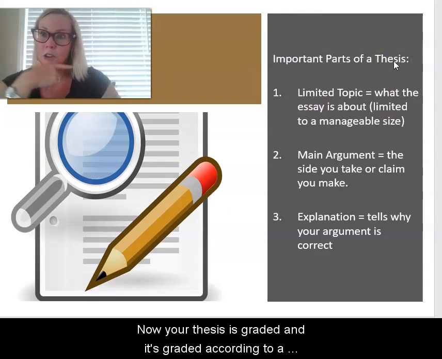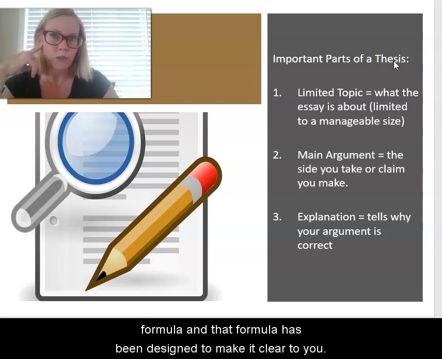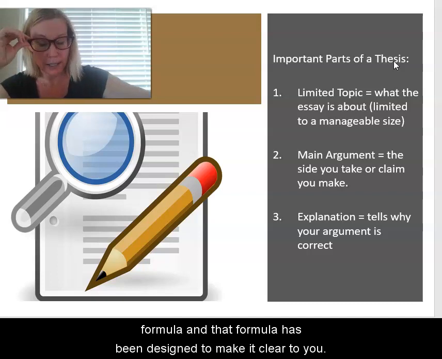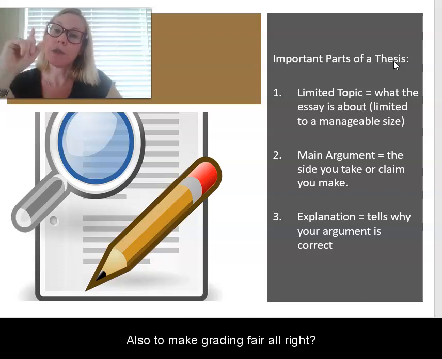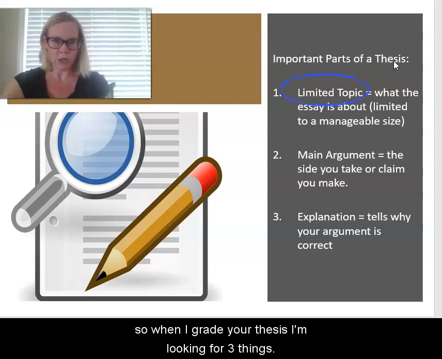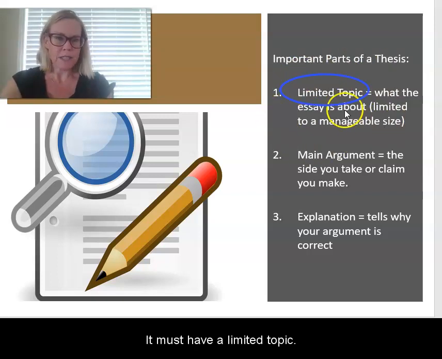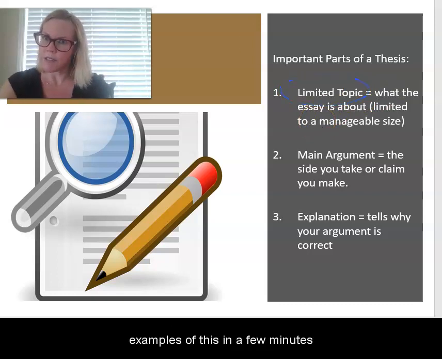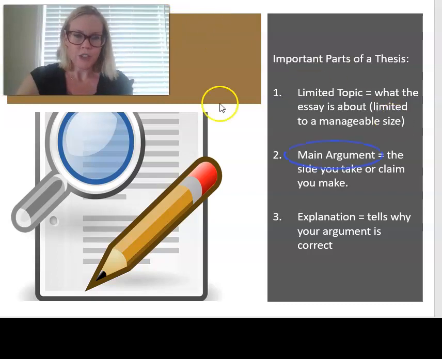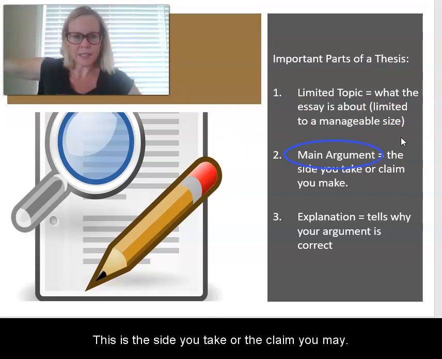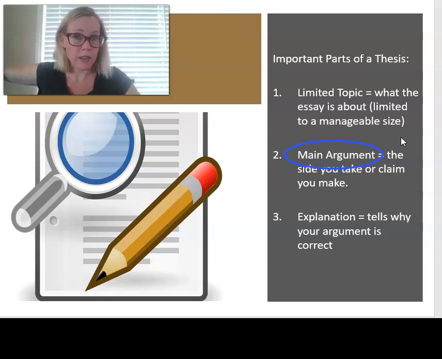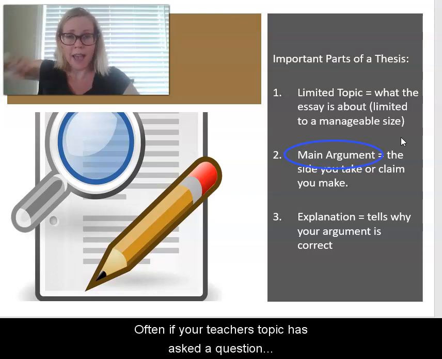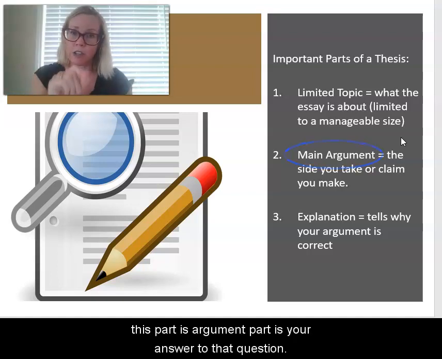Okay. Now your thesis is graded and it's graded according to a formula, and that formula has been designed to make it clear to you, but also to make grading fair. All right. So when I grade your thesis, I'm looking for 3 parts. It must have a limited topic, and that's what the essay is about, limited to a manageable size. And I'll show you some examples of this in a few minutes, so don't worry. 2, a main argument. This is the side you take or the claim you make. Often, if your teacher's topic has asked a question, this argument part is your answer to that question. All right.